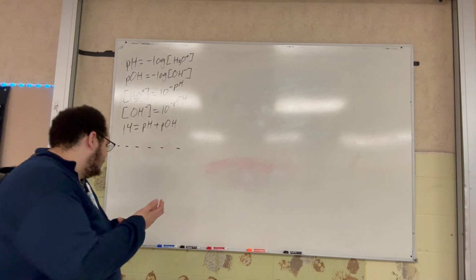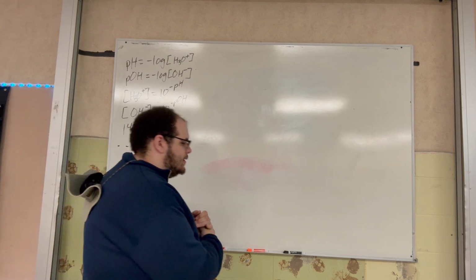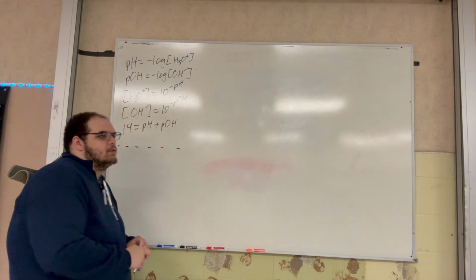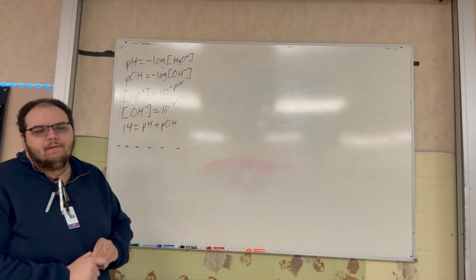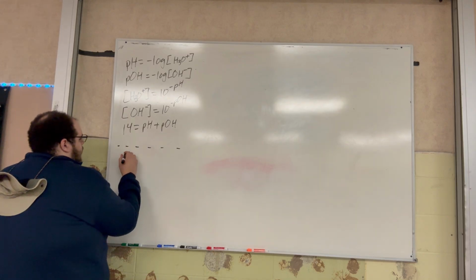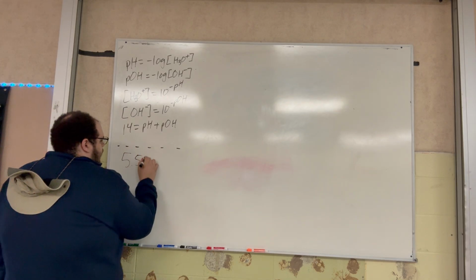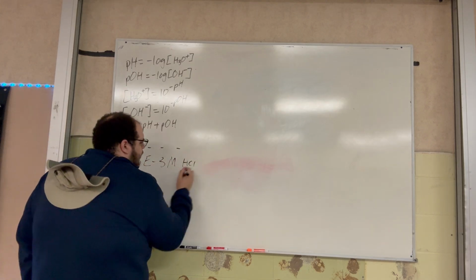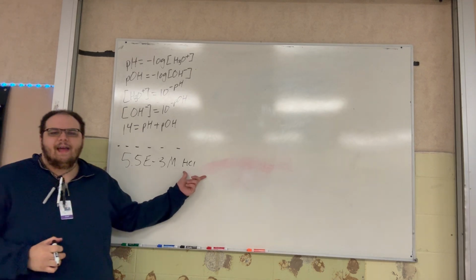Let's look here. What's my given if we look at this problem? It says, what is the pH of a 5.5 E negative 3 molar solution of HCl? My given is what? 5.5 E negative 3 molar HCl. Hey, look. HCl, is that an acid or a base?